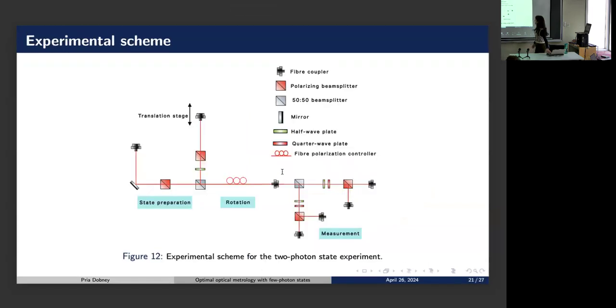So the setup looks like this. This is the first of the three stages. We prepare our state. We interfere two single photons at a beam splitter. I haven't shown the source of the photons, but they come from a double pass spontaneous parametric down-conversion source. We then make the state undergo a polarization rotation, so we pass it through a polarization controller, and then we'll do state tomography here, which is the measurement part. So this is what we've been working on recently.